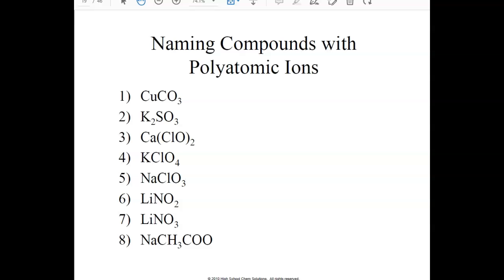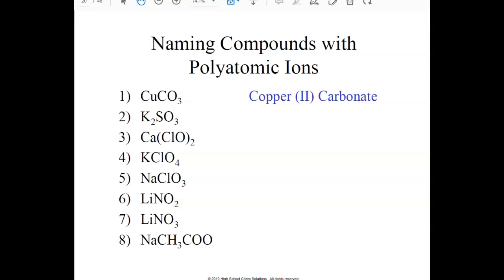That's another example. So if you go through here and name these chemical compounds, you may want to pause the video and give it a try. And if not, we can go through and name them right away. Now, copper is a transition metal, CuCO3. Carbonate is a polyatomic ion with a -2 charge. So this is copper(II) carbonate. That's the first chemical compound.